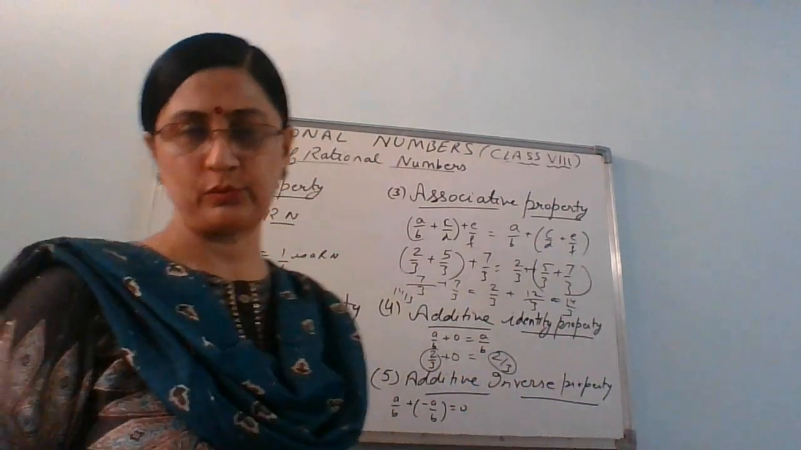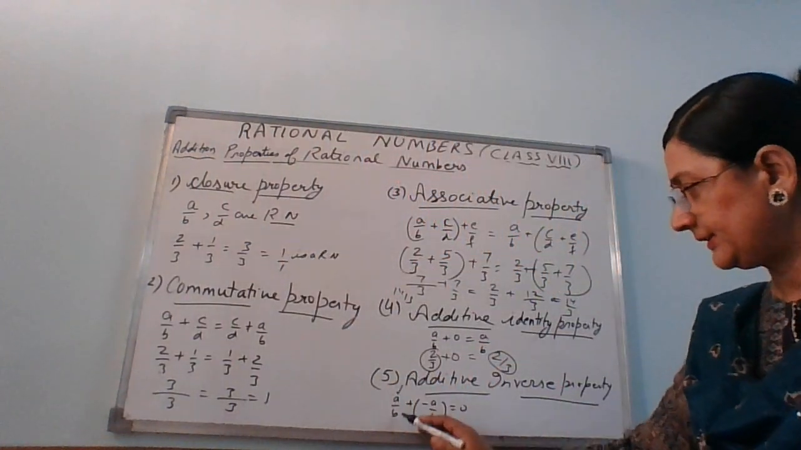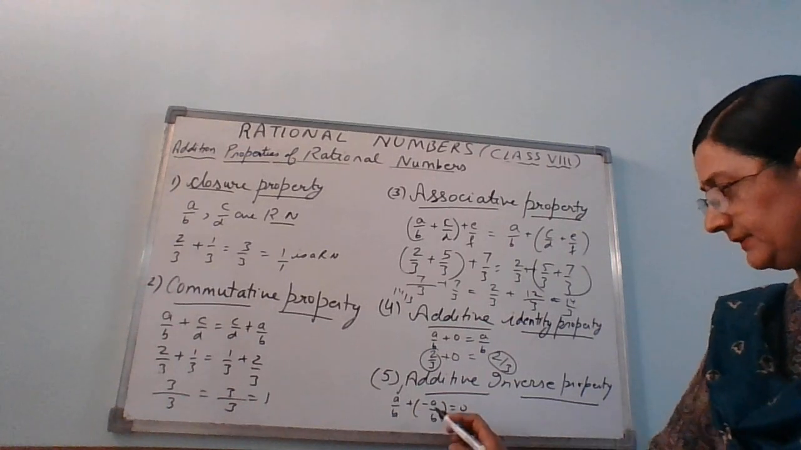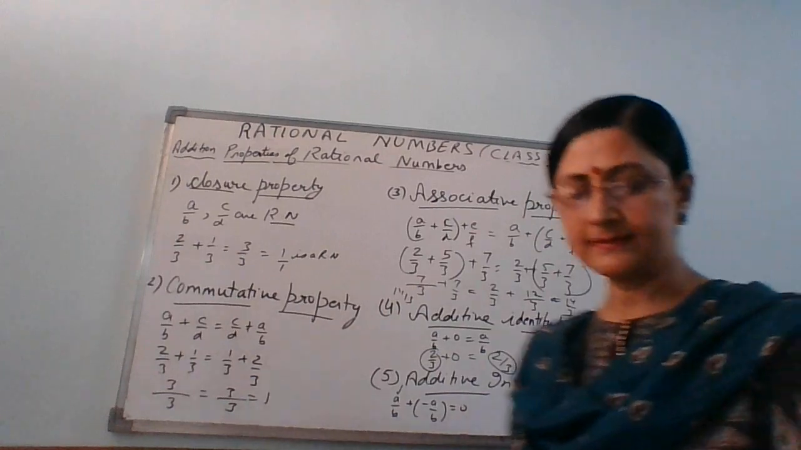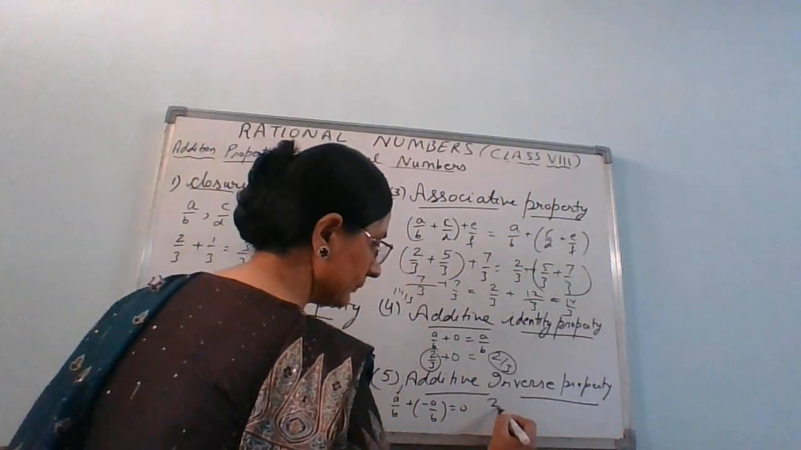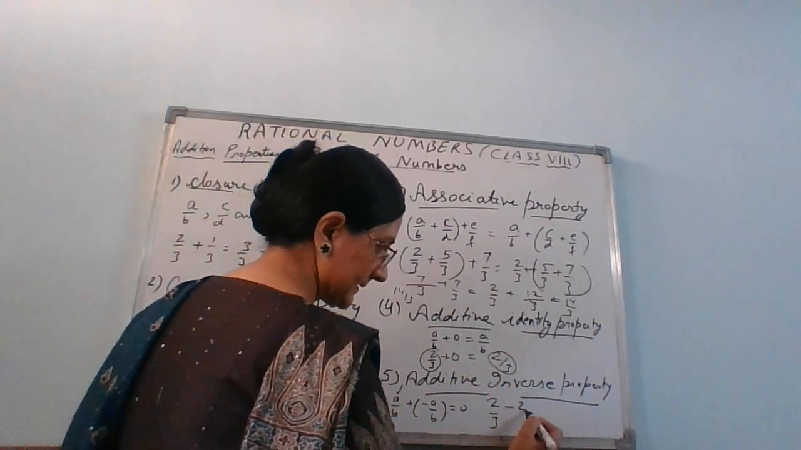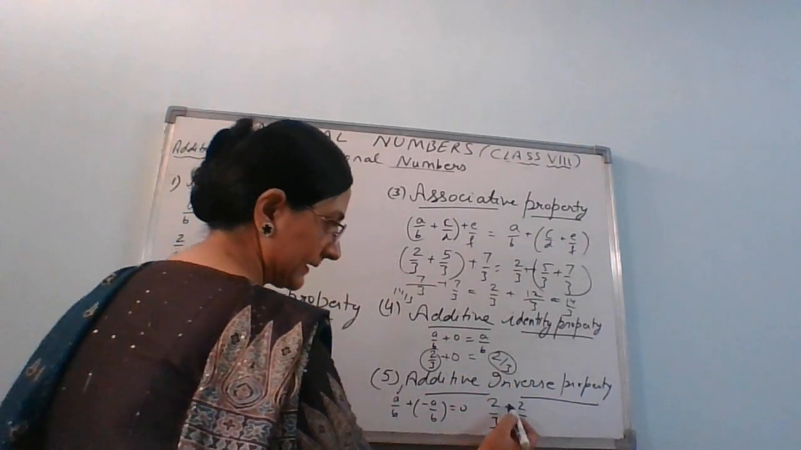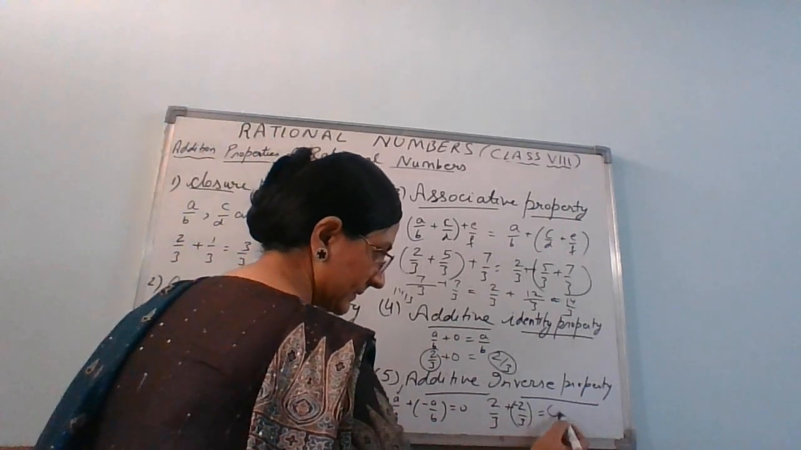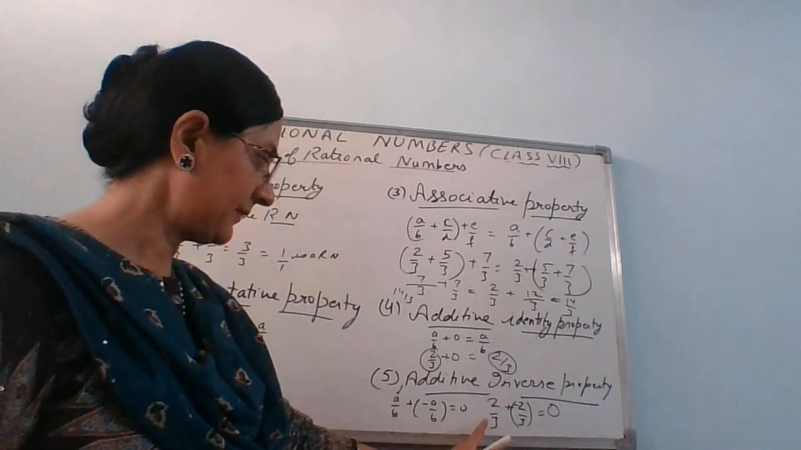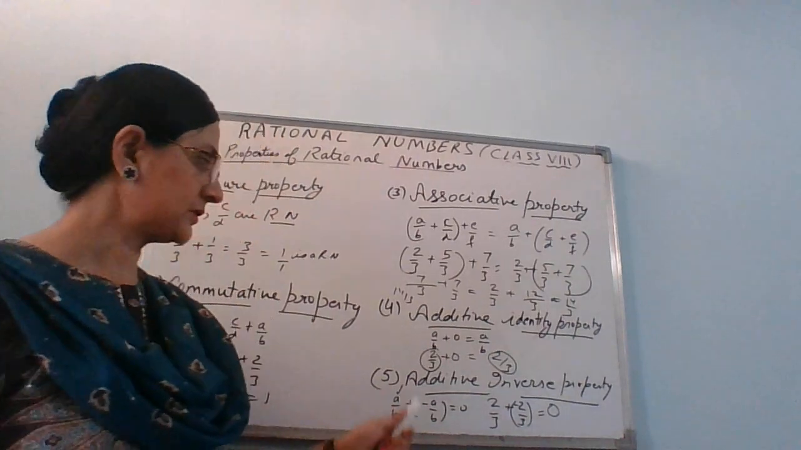Additive inverse property. What do you mean by additive inverse? Additive inverse means when you add the negative of the fraction, you add the negative part of the same fraction to it, then the answer comes 0, right? So if you have 2 by 3, right, and you have to add the inverse. Inverse means changing the sign. Let us do it like this, right? So here what happens? The answer becomes 0 because when you add the same fraction negative with the positive, you get 0, right? So this is called additive inverse.